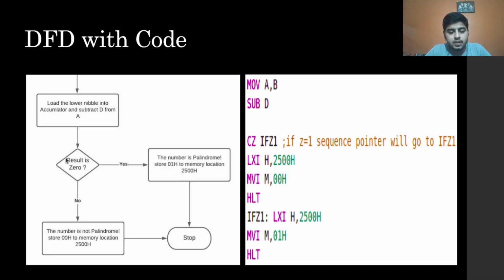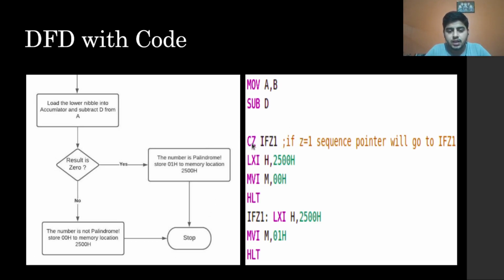If the result is 0, the flag register value will be 1, and in that case we will store 01 to the memory location 2500H. Again, I am using this particular 2500 just for the sake of example. You can choose any memory location, whatever you want. Now, to implement this part of the logic, we are using this code.